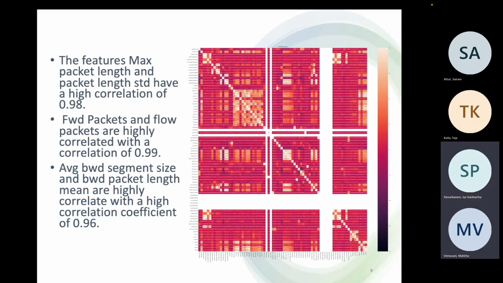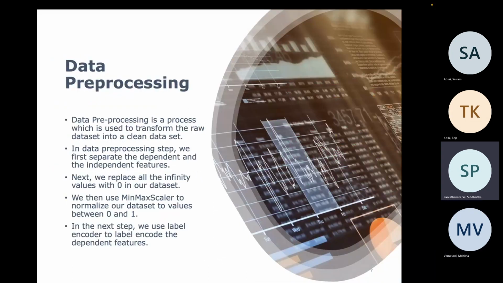Here we have used the correlation matrix. The correlation matrix depicts that the features max packet length and packet length STD have a high correlation of 0.98. The forward FWD packets and flow packets are highly correlated, with a correlation of 0.99, and the average backward BWD segment size and the BWD packet length mean are highly correlated, with a correlation coefficient of 0.96. The next part will be continued by my friend Sairam.